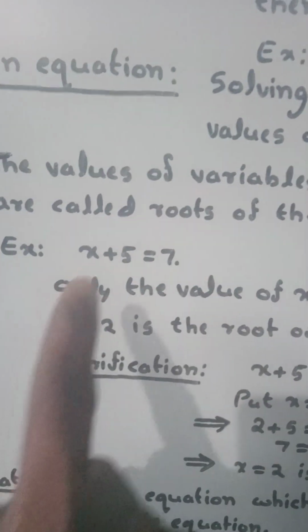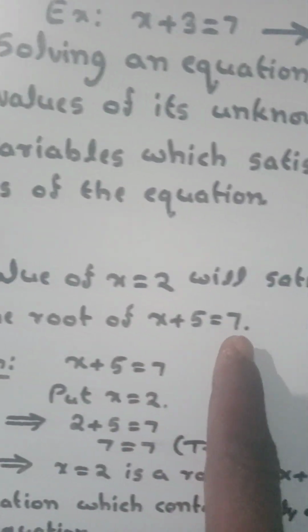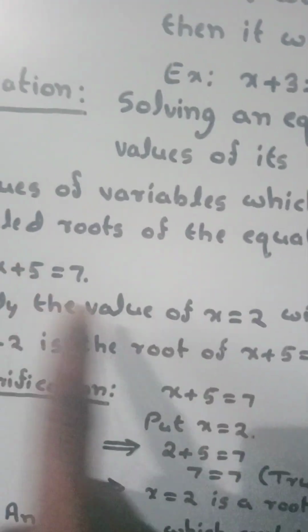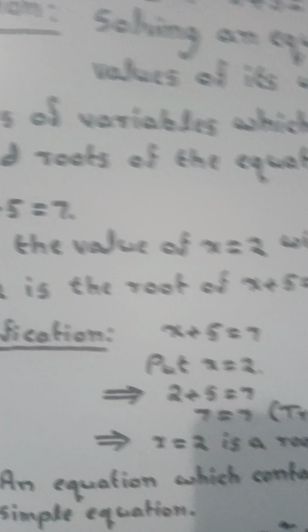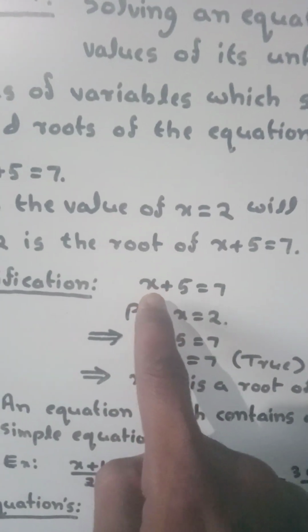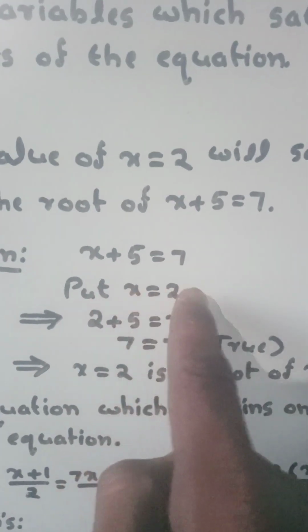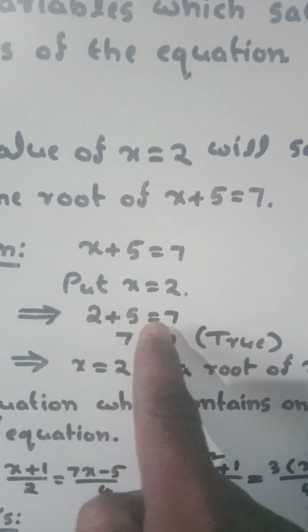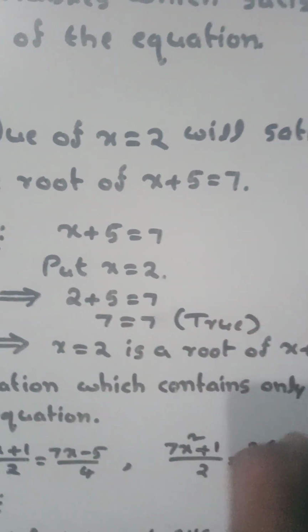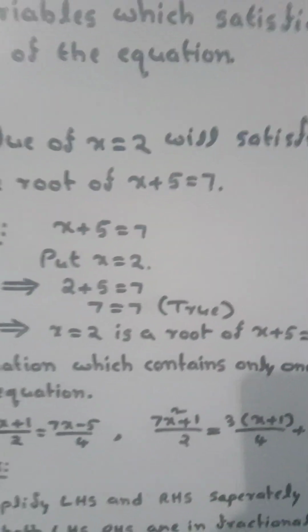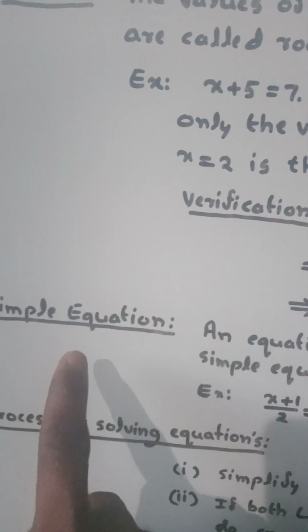Then we can say x equal to 2 is the root of the equation x plus 5 equal to 7. We can verify like this: in the given equation, just replace x by 2. Then 2 plus 5 equals 7, and 7 equals 7. It is verified true. Okay? So now let us go to simple equations.